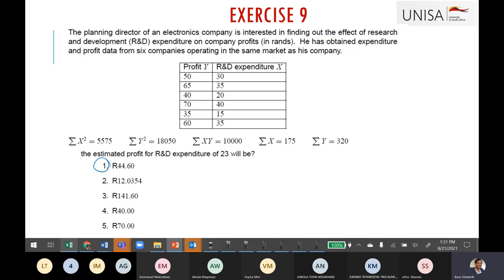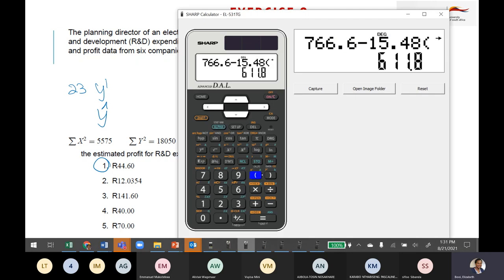That will be the new value. On your calculator, since you still have the values on it, press 23 and then go look for that Y hat. I don't know which calculator you are using. On the Sharp calculator, it's written in orange, so you press second function to get to the estimated value.